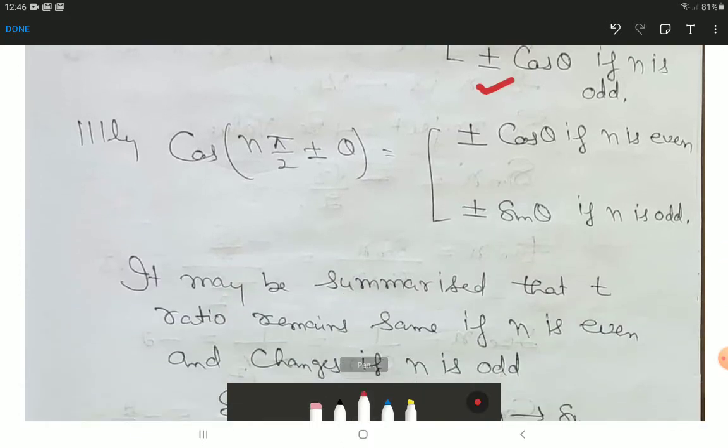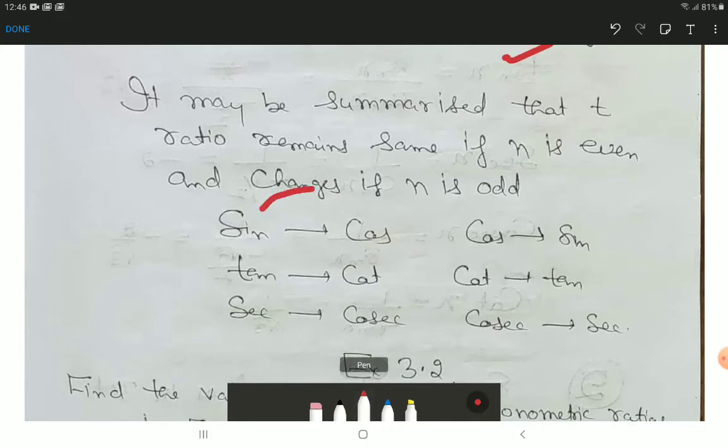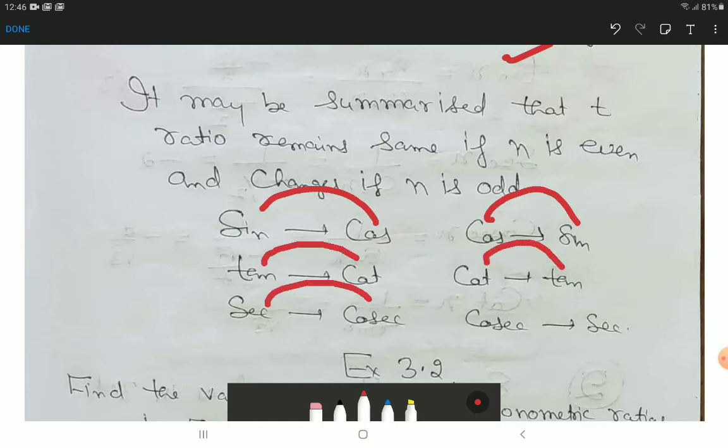Cos of n pi by 2 plus minus theta. So sign of the answer depends upon the quadrant in which the angle lies, and if n is even, cos will remain cos, and if n is odd, cos will become sine. Let's move ahead. It may be summarized that trigonometric ratio remains same if n is even and changes if n is odd. Now how this change occurs? Sine becomes cos, cos becomes sine, tan becomes cot, cot becomes tan, sec becomes cosec, cosec becomes sec if n is odd.